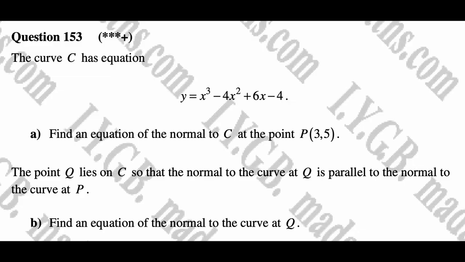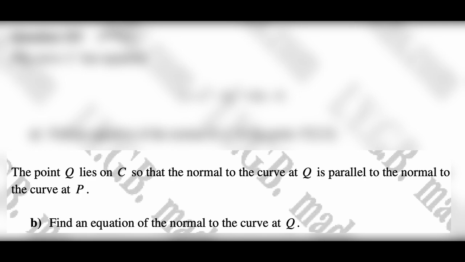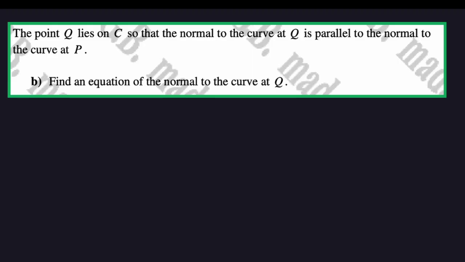Next, we're told that the point Q lies on C such that the normal to the curve at Q is parallel to the normal to the curve at P. And so we're told to use this information to therefore find an equation of the normal to the curve at Q. Now this looks like a bunch of word salad, so let's simplify it quickly.